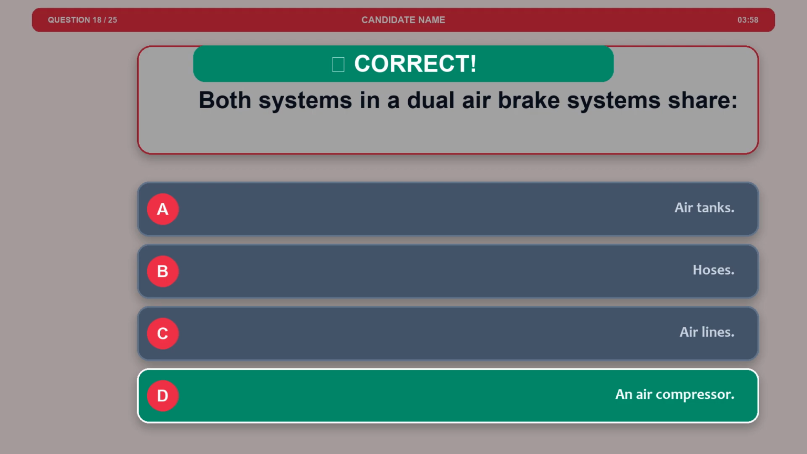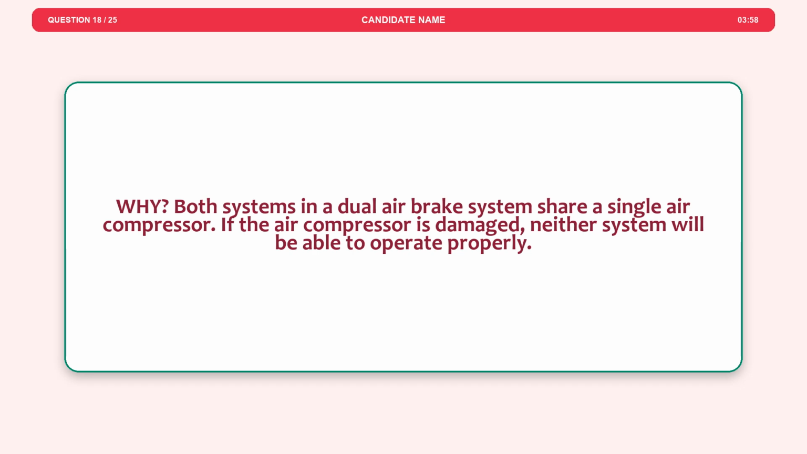The correct answer is option D. An air compressor. Explanation. Both systems in a dual air brake system share a single air compressor. If the air compressor is damaged, neither system will be able to operate properly.